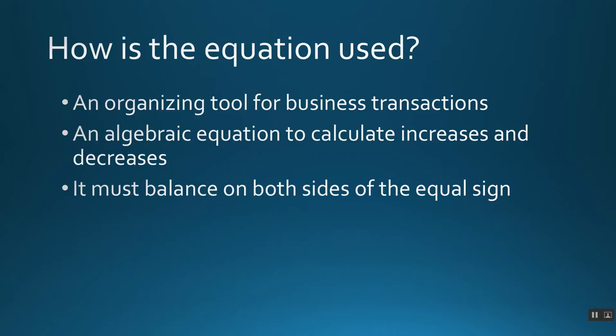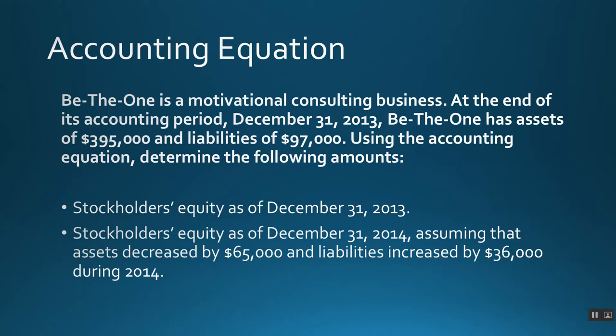So how is the equation used? It is an organizing tool for business transactions. Yes, this is where the math comes in. It is an algebraic equation to calculate our increases and our decreases in our individual accounts. And this equation must stay in balance on both sides of the equal sign. So one side of the equation cannot be more or less than the other side.